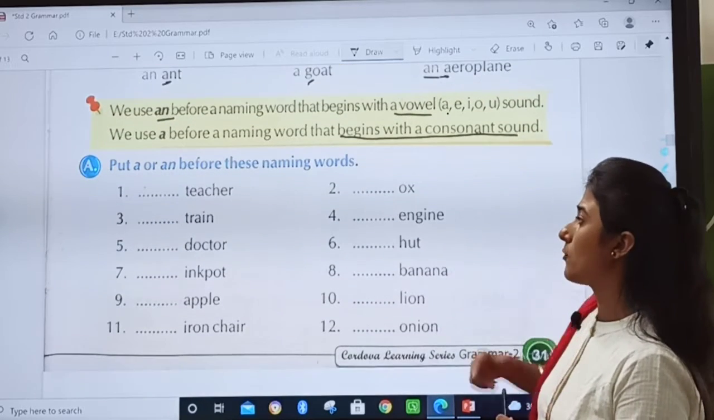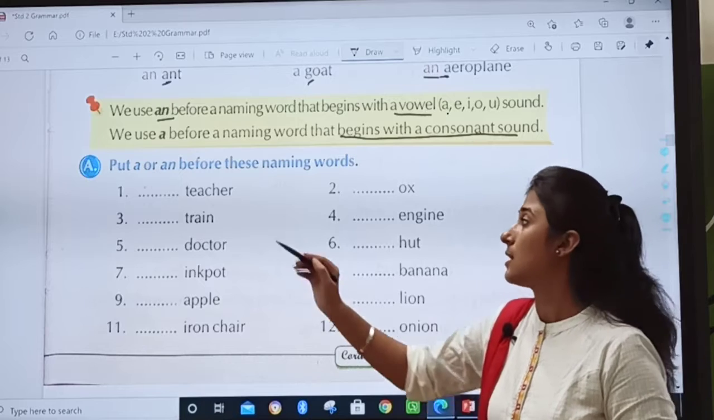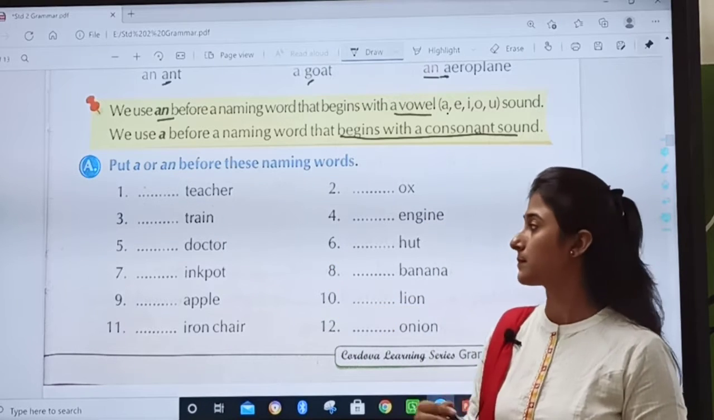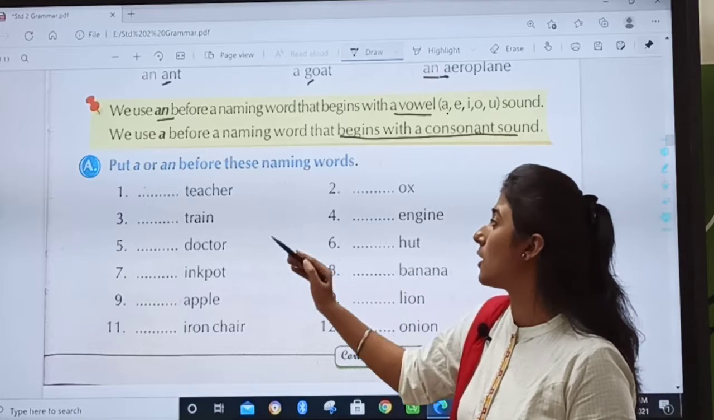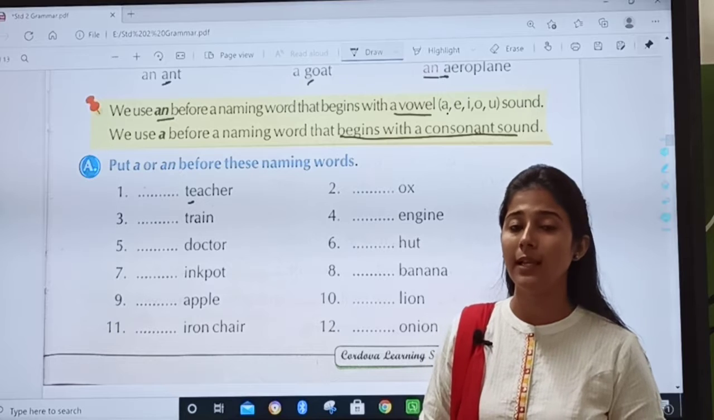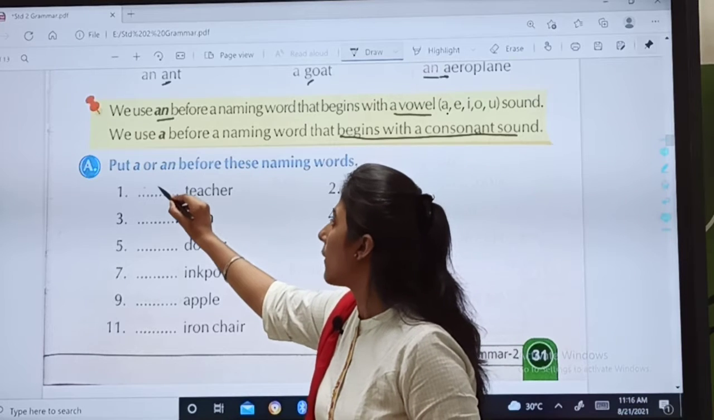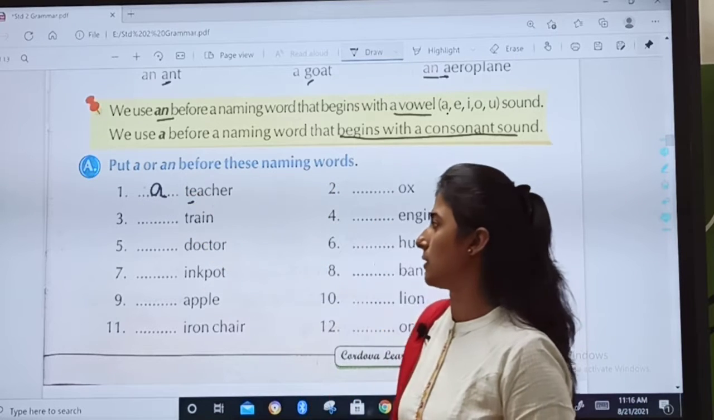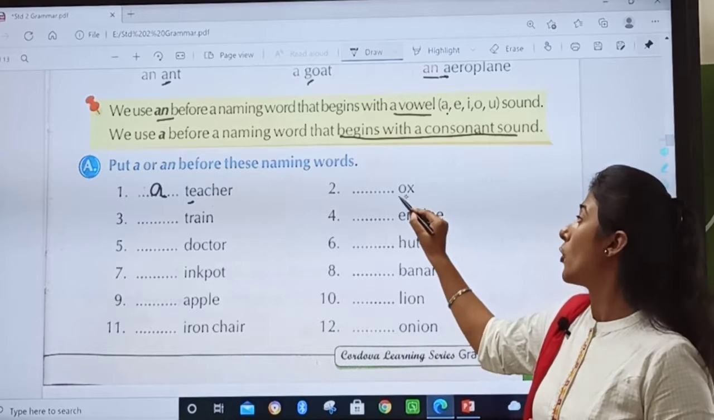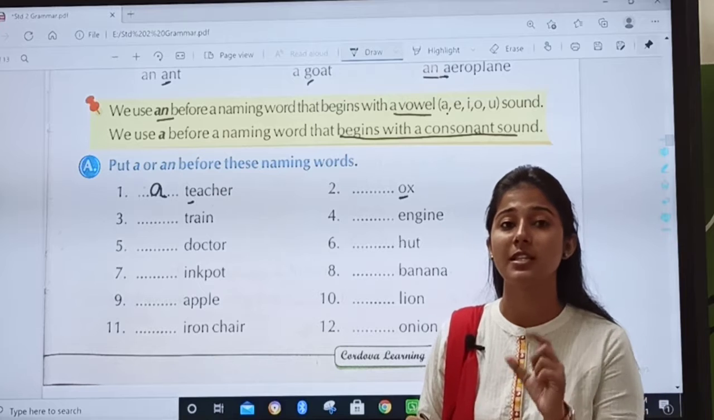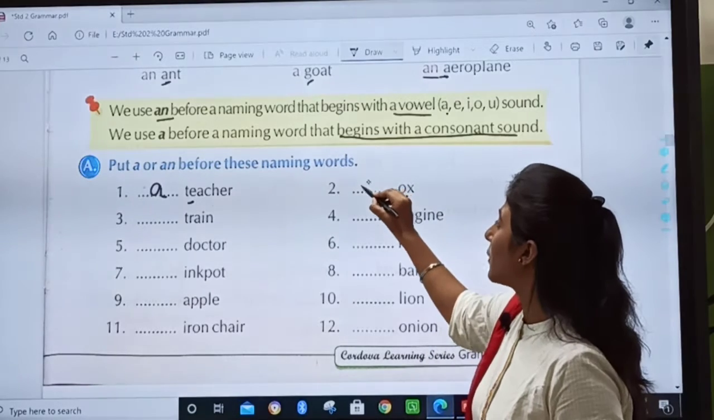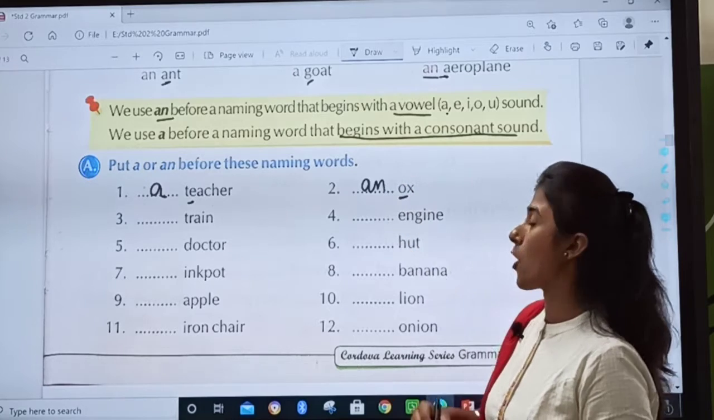So on the basis of this, here is an exercise. Put a or an before these naming words. Teacher, is T a vowel? No. So we will write a teacher. Ox, ox. You have to pay attention to the first letter. O is a vowel. So here you will write an ox.